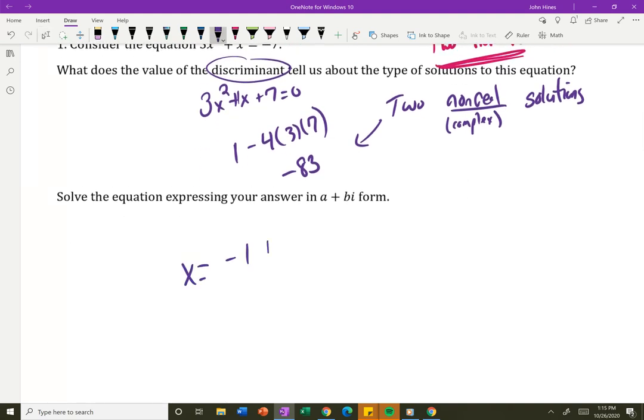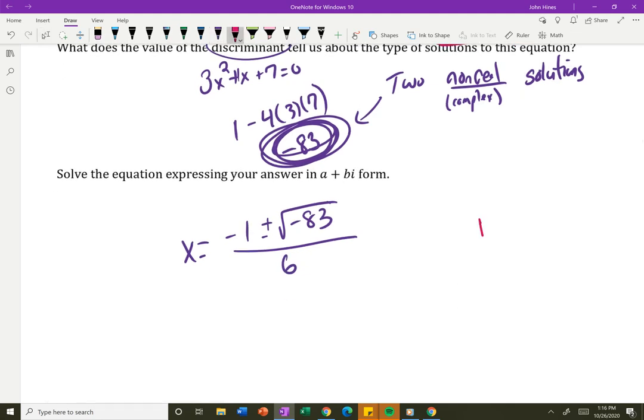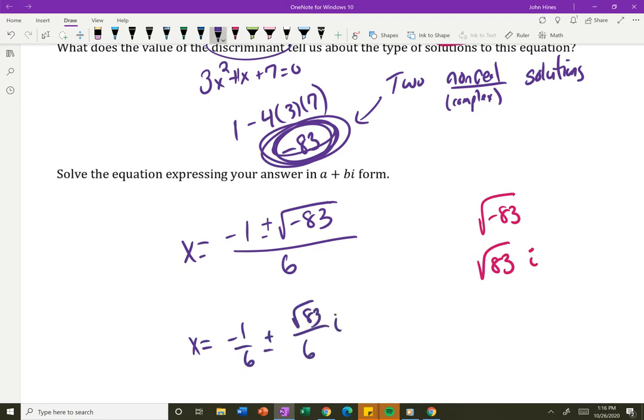x equals negative b plus or minus the square root of b squared minus 4ac, which we already found. So I'm just going to write that down, all over 2 times a. And then again, we're going to come over here to scrap land and say, all right, the square root of negative 83. Well, the first thing we're going to do is take out that factor of i, that imaginary unit, to make the square root positive. And I don't think I can do anything to 83. So I get negative 1/6 plus or minus radical 83 over 6 i. And that right there is my solutions.